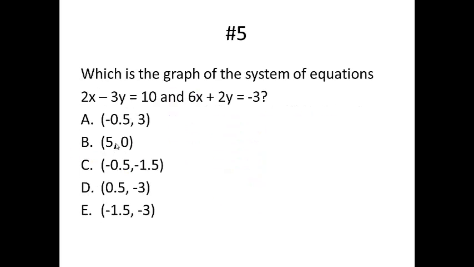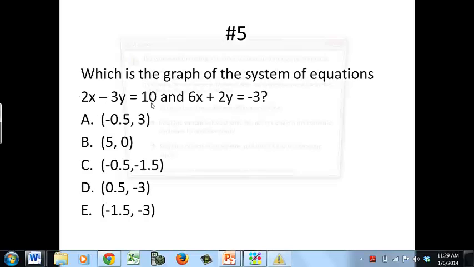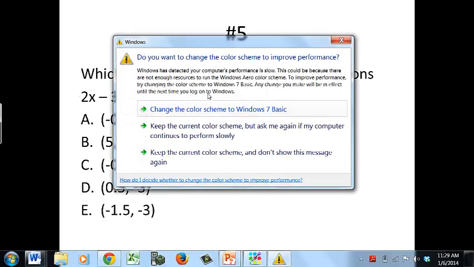Okay, number 5, which is the graph of the system of equations 2x minus 3y equals 10 and 6x plus 2y equals negative 3? If you look at your paper, you'll notice that you have 5 graphs drawn. You could easily just graph both of these equations and look for which picture matches. I kind of took a different approach because I saw that all 5 answers had different points of intersection. So if I could just find the point of intersection of these two equations, then I'd be set to go.